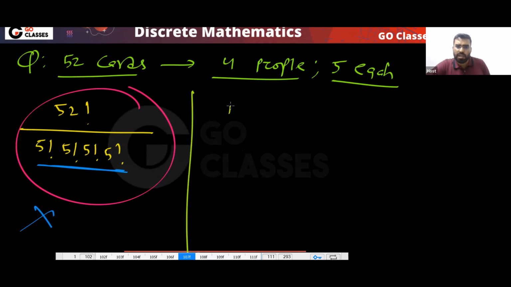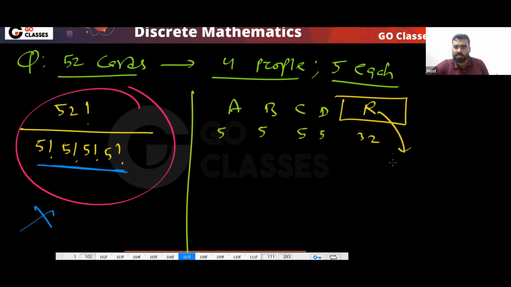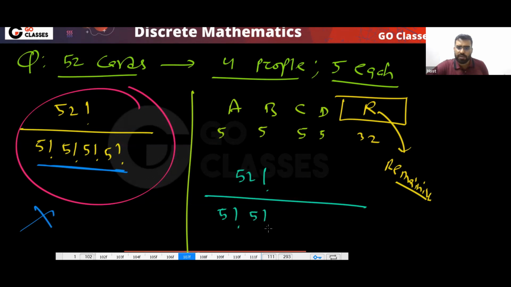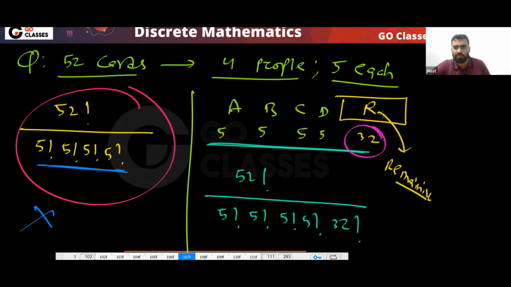But what you can do is this. These are the 4 people, 5, 5, 5, 5. And you consider one more person. This one more person is your remaining, a pseudo person, a fake person. Now the answer will be 52 factorial divided by 5 factorial, 5 factorial, 5 factorial, 5 factorial, 32 factorial. Now the total is 52. So this is the idea.